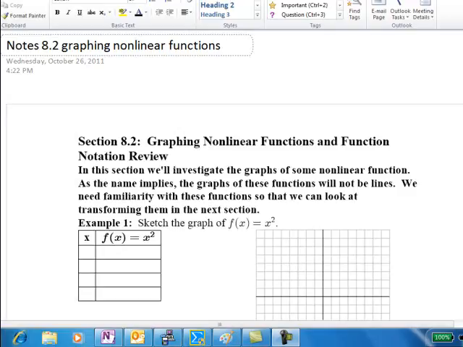This is an introduction to graphing some nonlinear functions. So nonlinear just means the graph won't be a line. So in each of these cases, we should expect to see something other than a line for our graph.